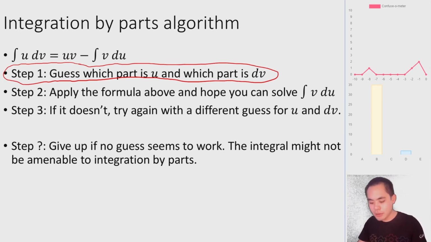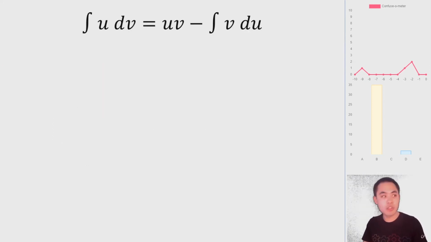Okay, so now let's go talk about some examples of integration by parts and how we pick the u and the dv. So let's see a couple examples first.